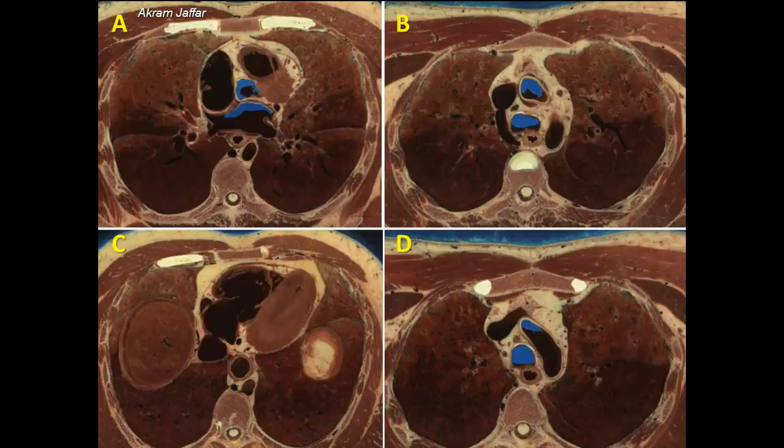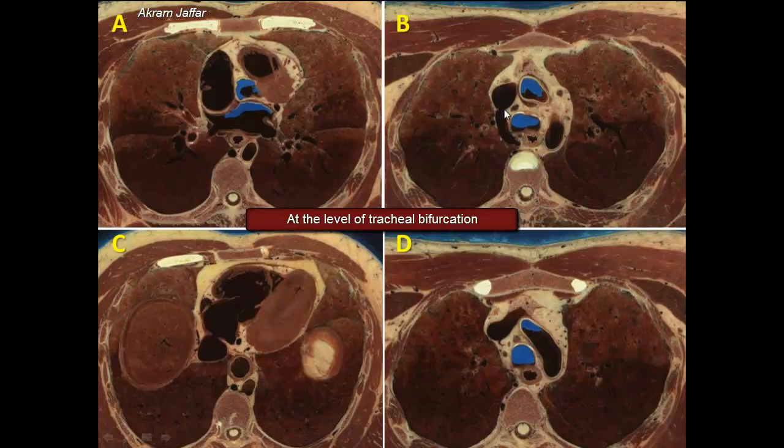In this question, the anatomical sections are arranged to match CT and MRI sections. Now you are asked to match which of the sections first is at the level of tracheal bifurcation. Let's look at the sections again. You will see here that in section B, look at the trachea here. The trachea has started to divide.